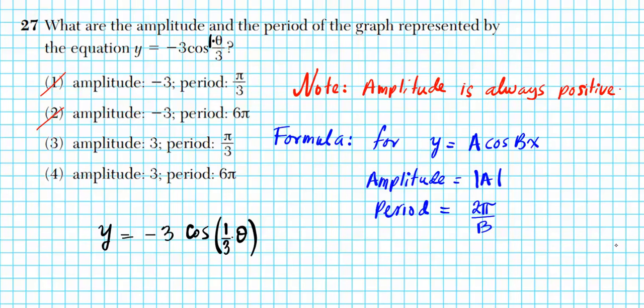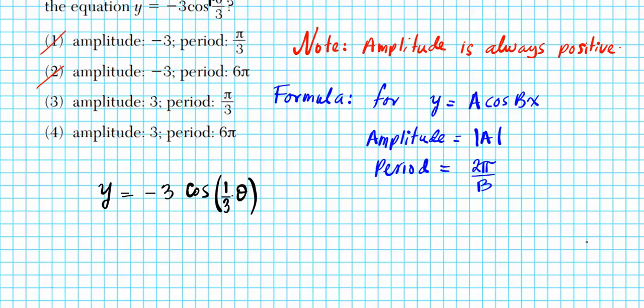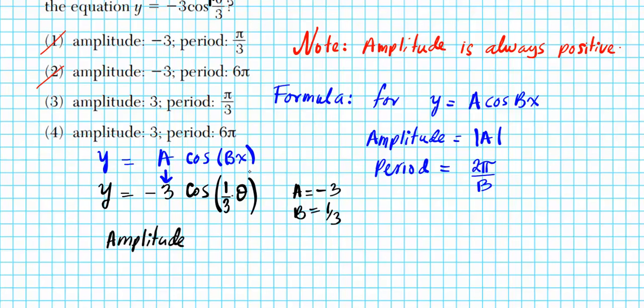Our amplitude is what? Well, to assist us, let's extract a and b first. So a is the coefficient of the cosine, which is -3, and b is the coefficient of the angle, so that's 1/3. Just to make it obvious what I'm doing, y equals a cosine bx. So that's a right there, and that's b right there.